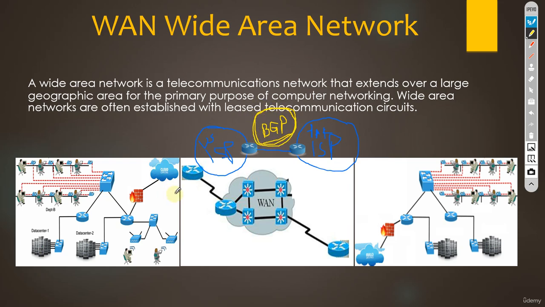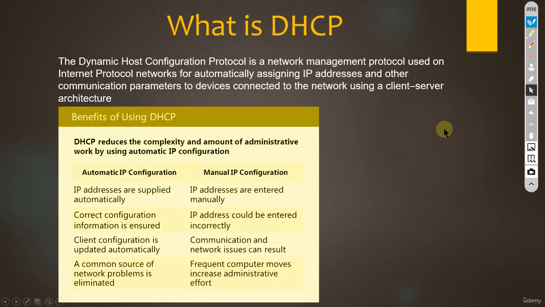Okay, so this is how in a fraction of a second, all your information reaches another part. That is why they are in a geographical area, meaning geographically they are located in a far location from each other. So that is known as a wide area network. So let's head over to the next slide. So let's talk about the DHCP.